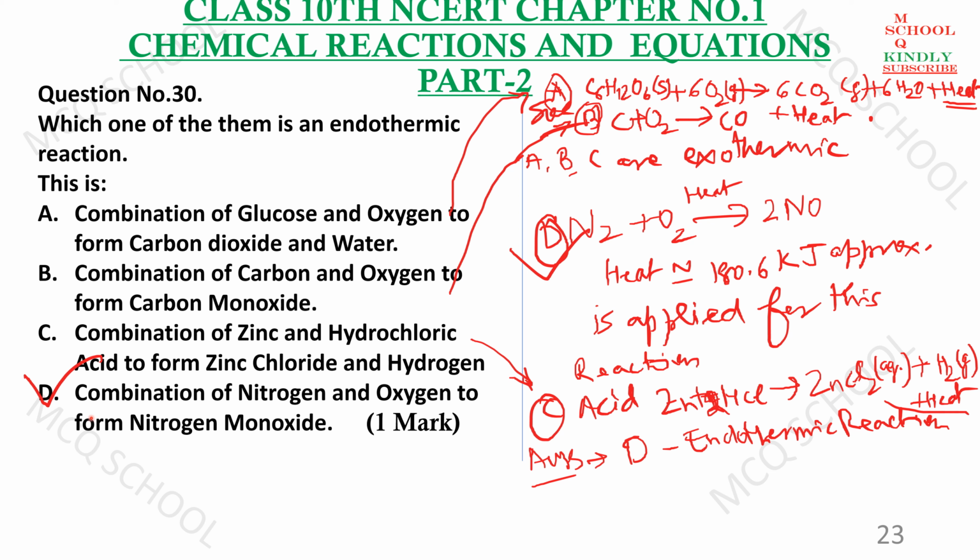D. Combination of nitrogen and oxygen, it requires heat to form nitrogen oxide. So the correct answer is D, that combination of nitrogen and oxygen to form nitrogen monoxide.